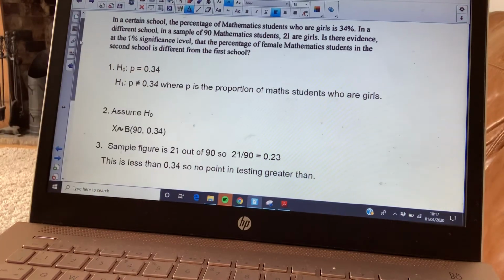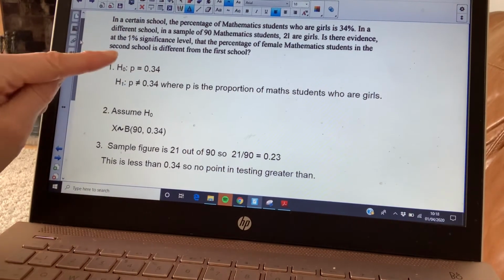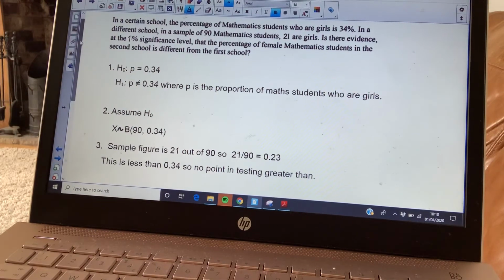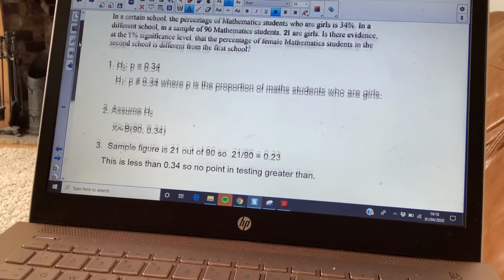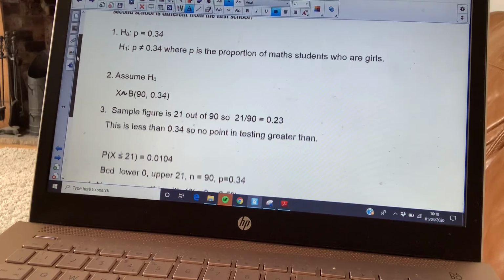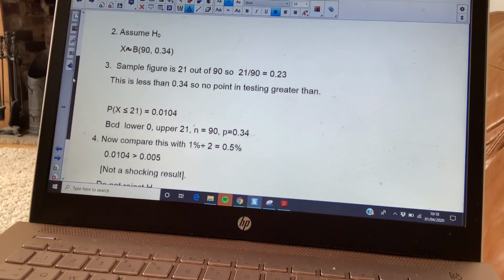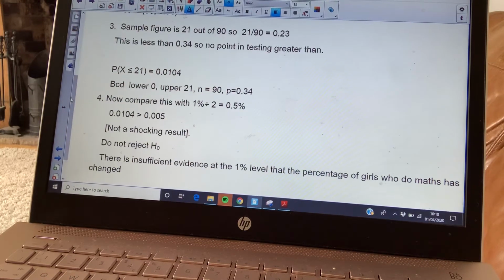21 out of 90. Now, as a proportion, that's 0.23, which is less than 0.34. So there's absolutely no point in testing greater than. You are going to test less than because that's where that figure lies. So you're now going to find the probability of X being less than or equal to 21. Again, that's in your calculator, your BCD. I've put the figures in there that you would put in: lower 0, upper 21, n is 90, probability 0.34. Now that works out as 0.0104, so just ever so slightly over 1%.